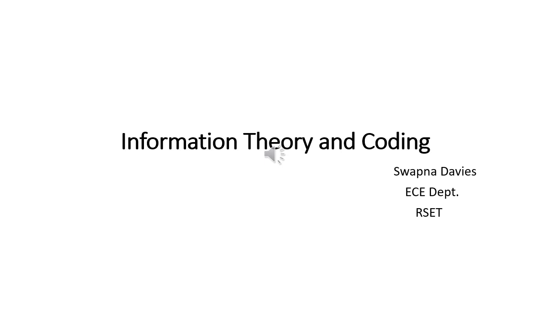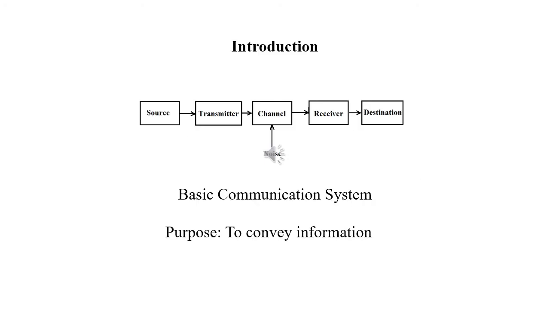I'm going to discuss the basics of information theory. The figure shows the basic block diagram of a communication system. It consists of a source, transmitter, channel, receiver, and destination. The transmitter will be sending the information to the receiver via the channel.